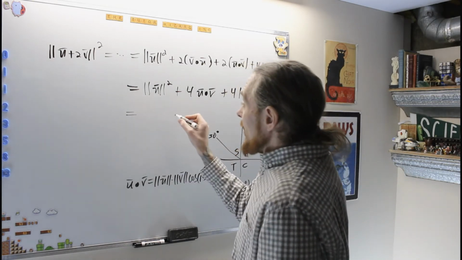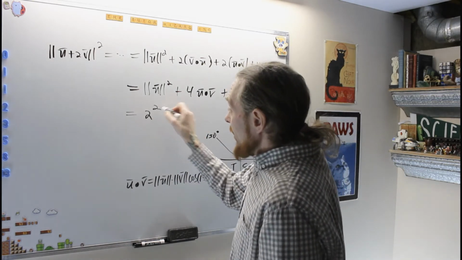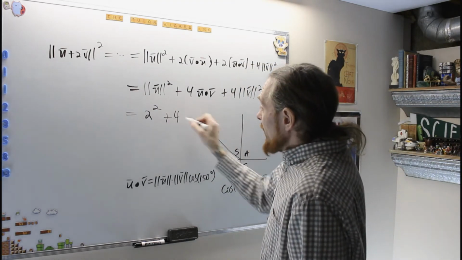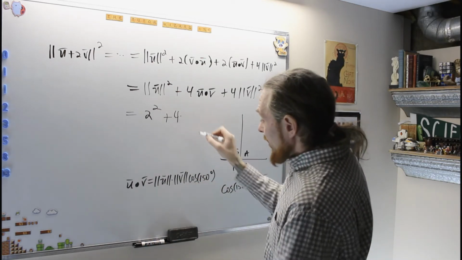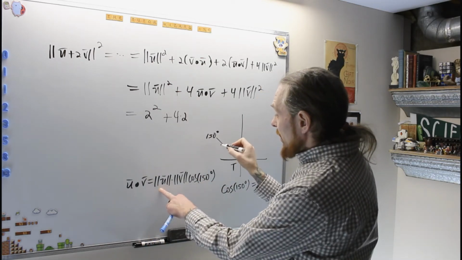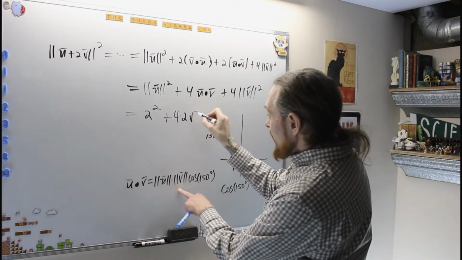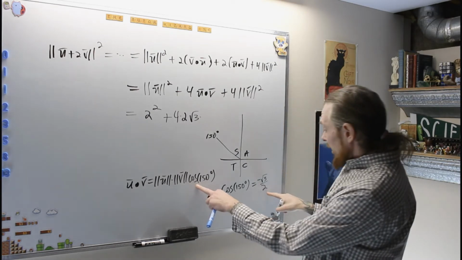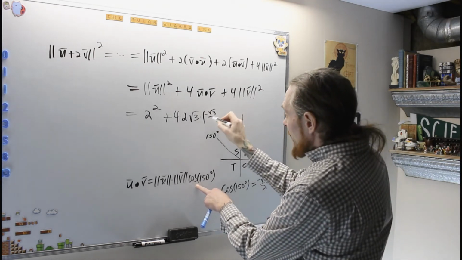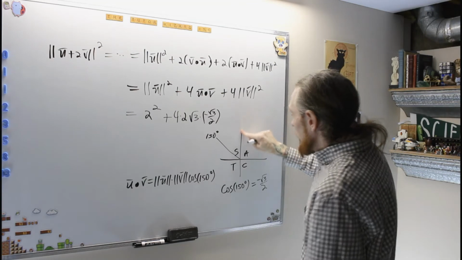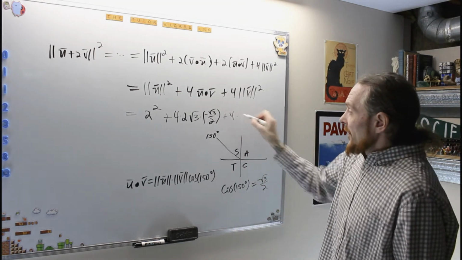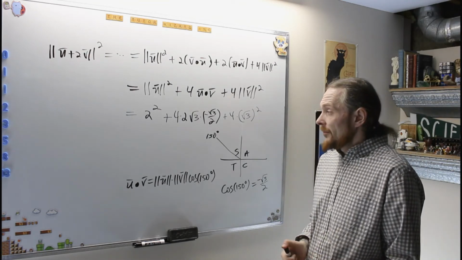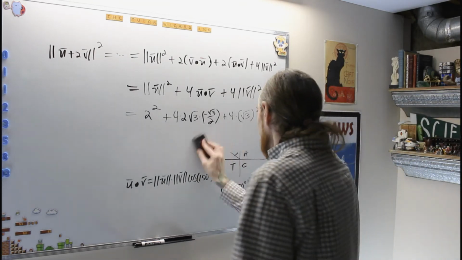The norm of u was 2, squared, plus 4 times u dot v, which will be the norm of u, which was 2, times the norm of v, which was root 3, times cosine of the angle between them, which is negative root 3 over 2, plus 4 times root 3 squared. Now I'm going to simplify that.